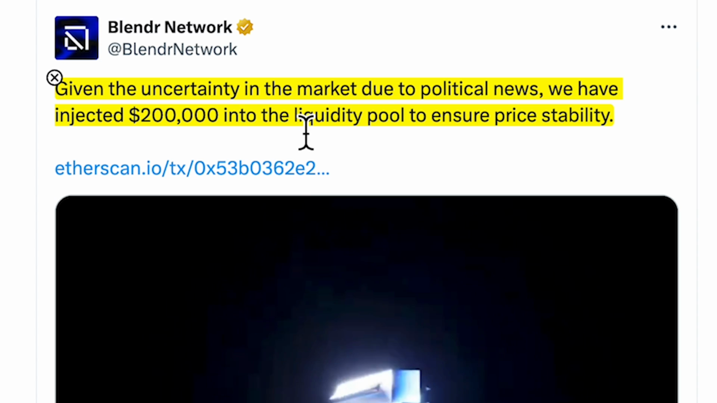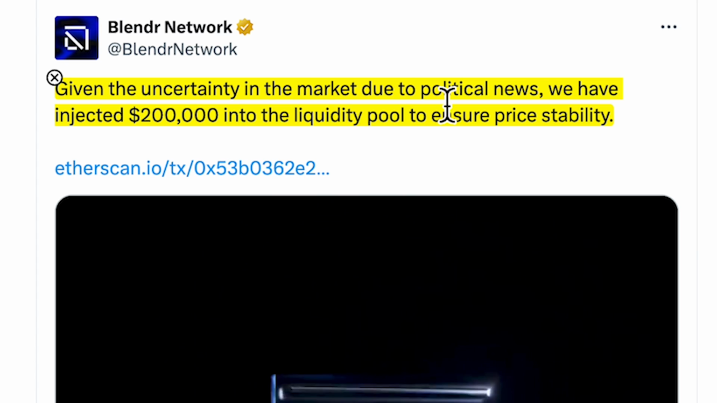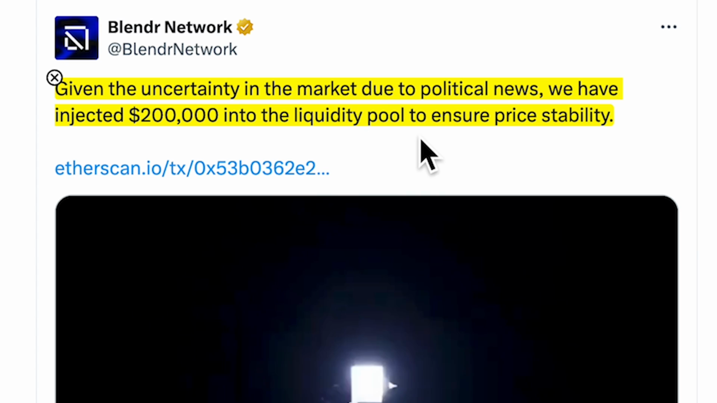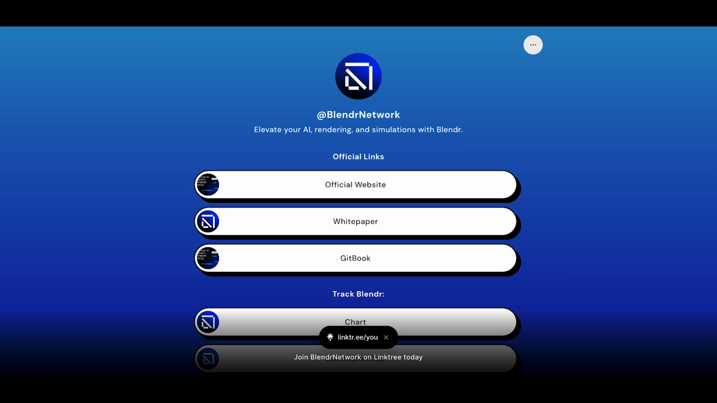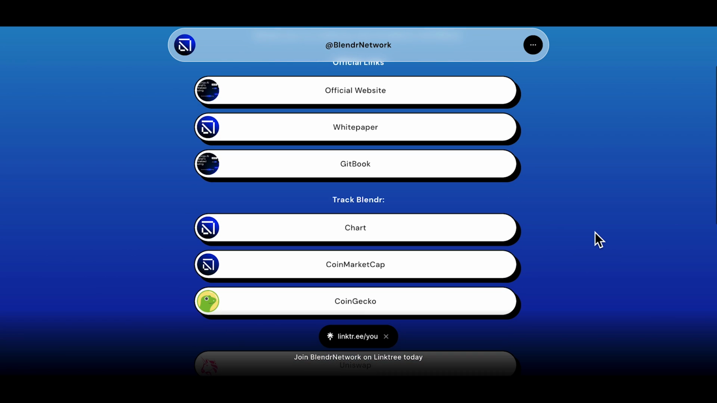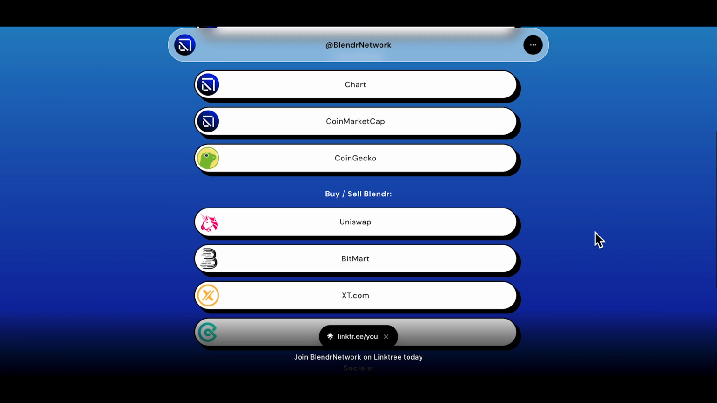Given the uncertainty in the market due to political news, we have injected $200,000 into the liquidity pool to ensure price stability. I like that. Guys, there's just so much more to this project. They're doing big things. It's AI, it's DePIN.